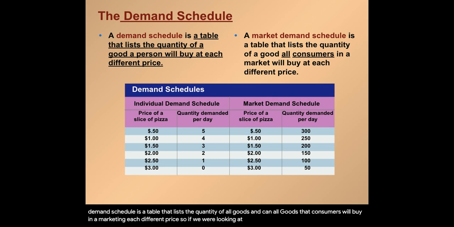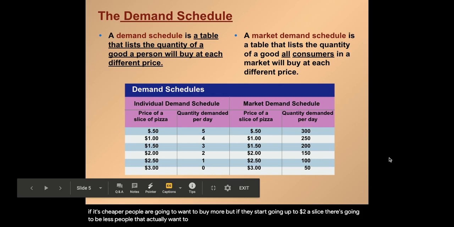So if we were looking at a demand schedule, say some clubs on campus sell pizza after school. The BSU usually sells pizza like once a week after school in the bus circle. They have to determine how much they're going to sell their pizza for and what their profit margins will be. They can figure that out by using a demand schedule. With an individual demand schedule, if they decide to sell a slice of pizza for 50 cents, their quantity demanded is going to be higher because if it's cheaper, people are going to want to buy more. But if they start going up to $2 a slice, there are going to be fewer people who actually want to buy that pizza.